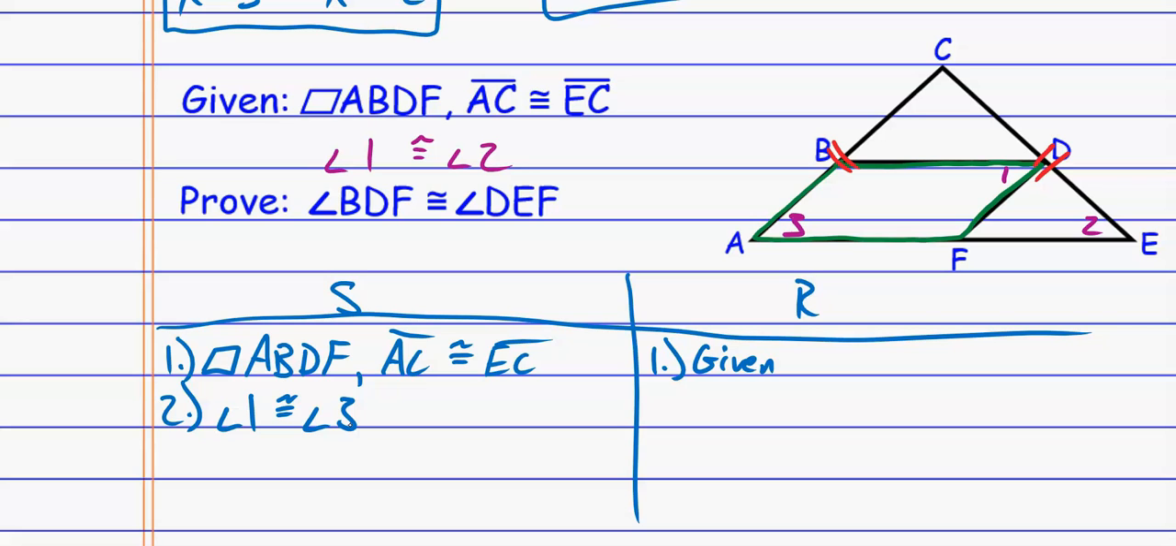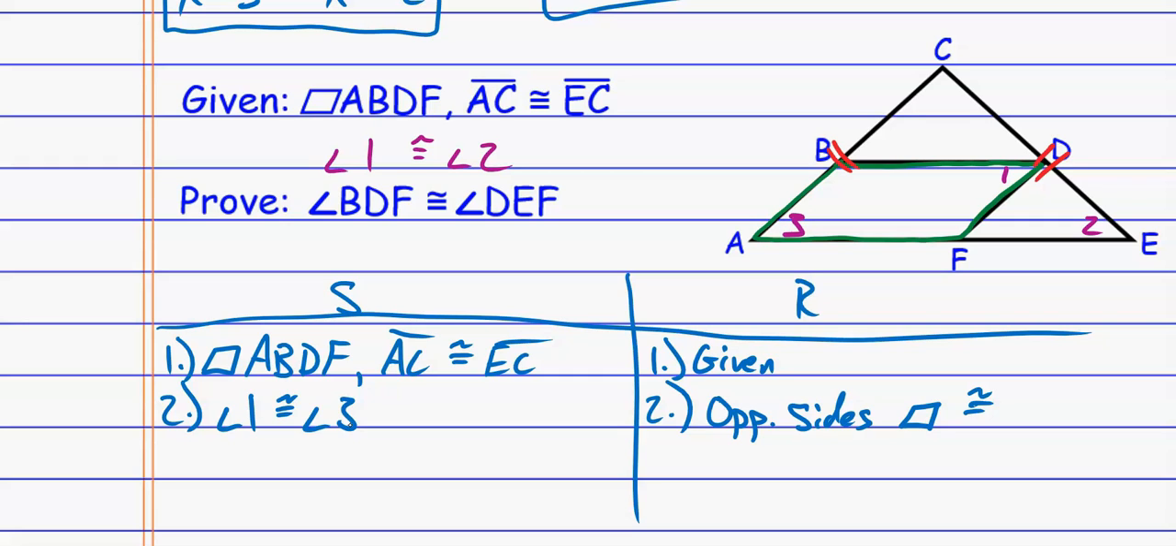And that's because of our properties of parallelograms. I know if I have a parallelogram, the opposite sides are congruent. Okay, so opposite sides, that's a terrible looking congruent symbol. I'm going to do better. So opposite sides of parallelograms are congruent.